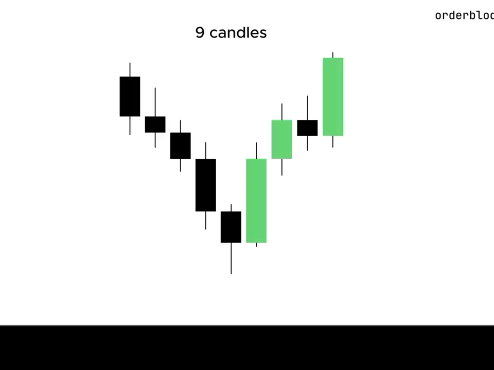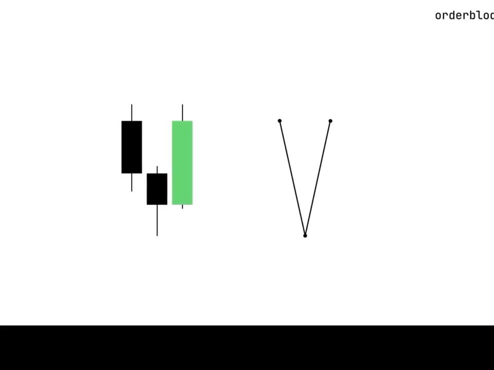However, they can also consist of 5, 7, or even 9 candles. Many consider them stronger in terms of price reaction, but I would say there's no fundamental difference here, because that's not what really matters. If we display any fractal using regular lines, we will always get something that looks like the letter V with 3 main points.